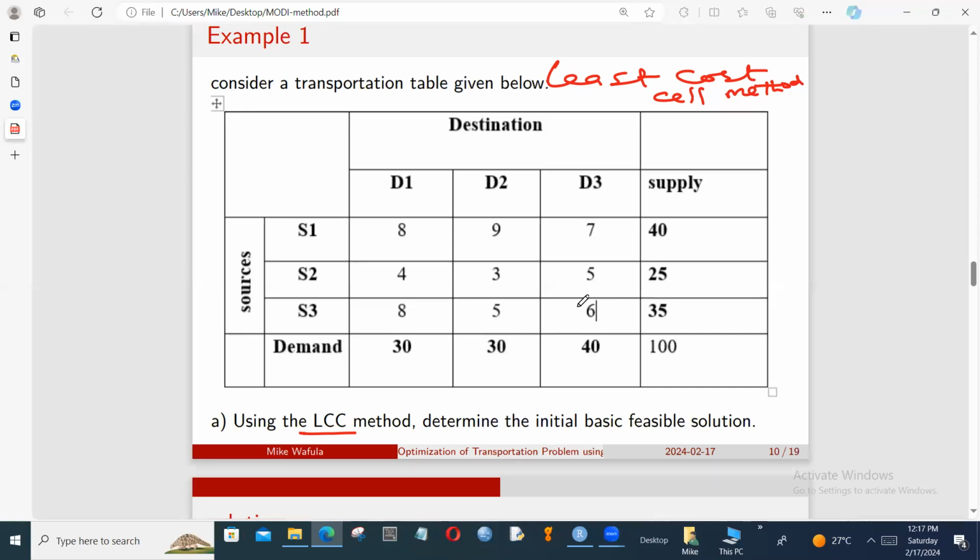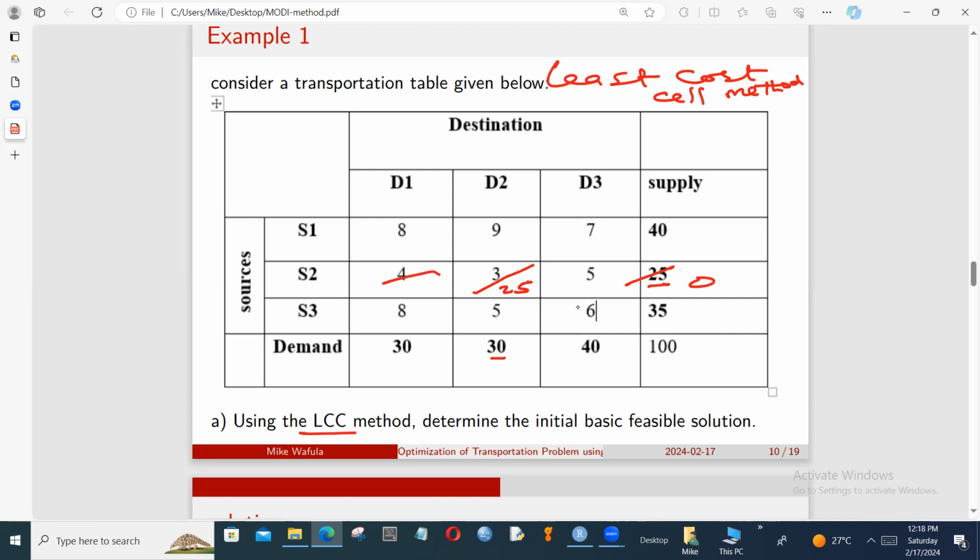Maybe we do it together just to help those who have forgotten what we are doing. The least cost cell method requires us to identify the cell with the least cost in the entire transportation table. In this case, this is the cell with the least cost, and the cost is 3. And so we assign it first. When you compare the row total 25 and the column total 30, we assign 25 to this particular cell, 25 units.